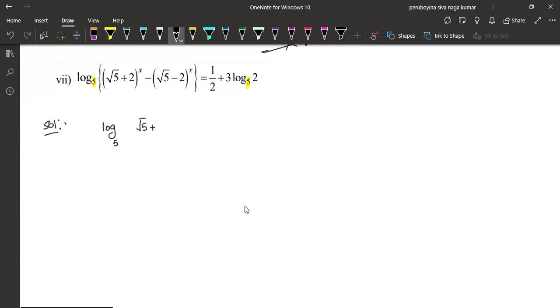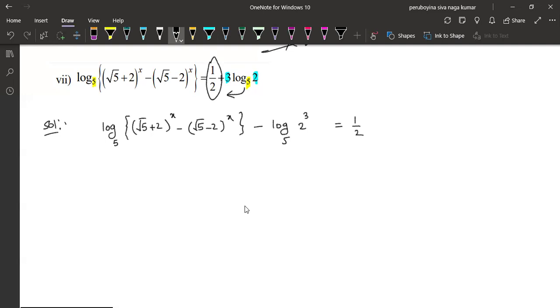So log base 5 of (root 5 plus 2) whole power x minus log base 5 of (root 5 minus 2) whole power x. Okay, and we are moving this number. Before that, I made some changes. This 3, you have to write as a power of 2. So 2 power 3, and it is equal to what is left, only 1 by 2.